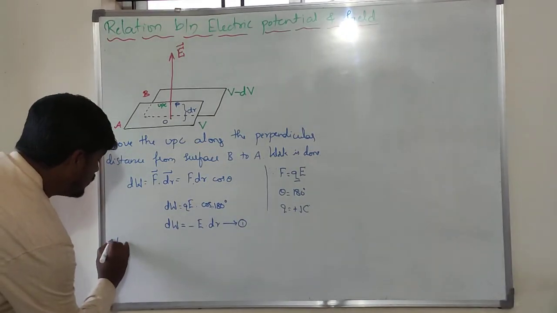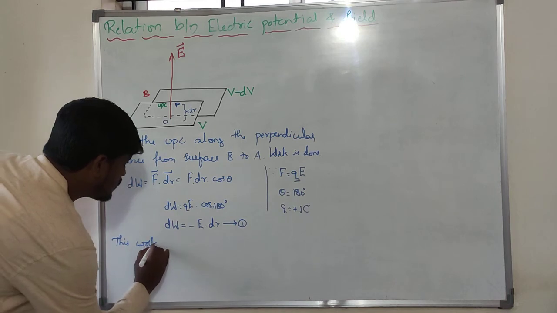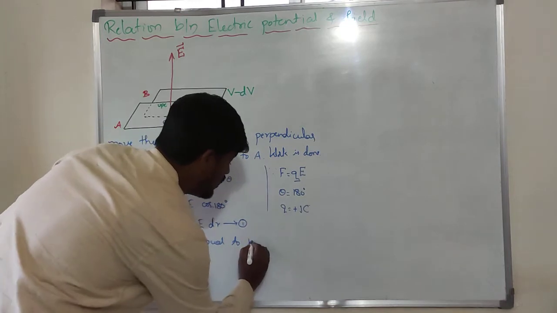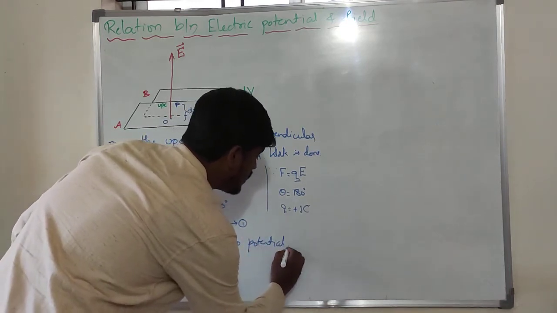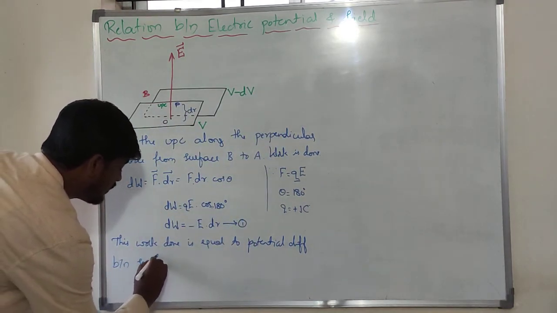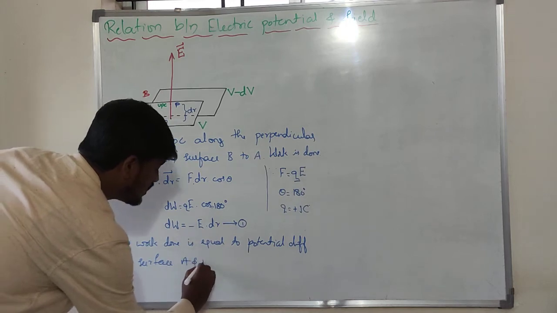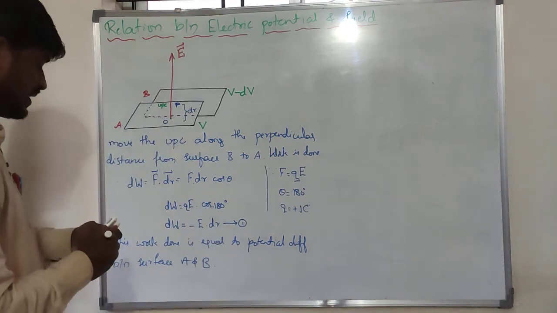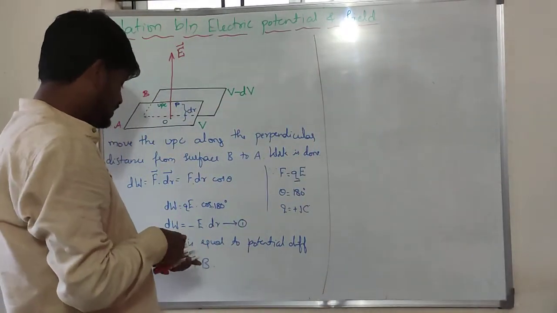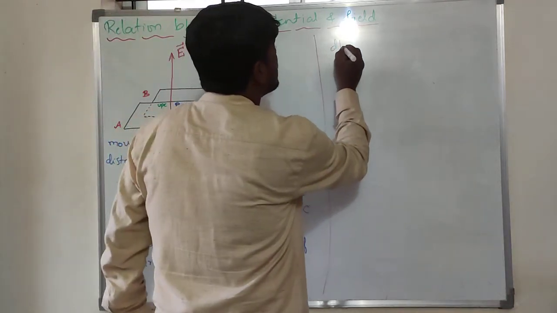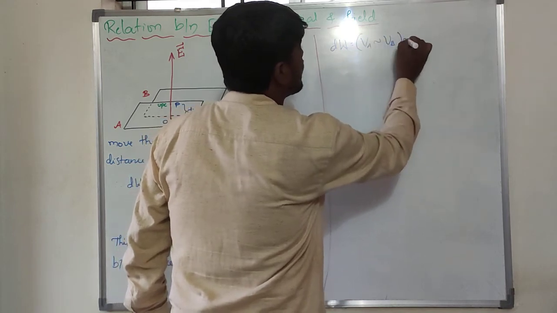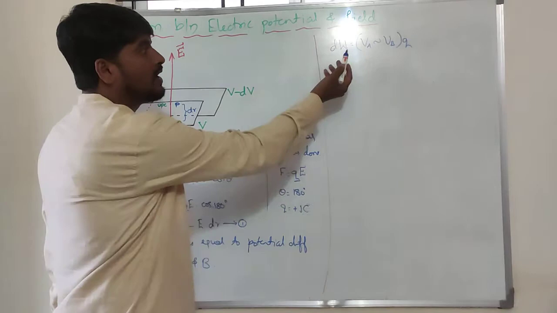This work done is equal to potential difference between surface A and B. How to express this? Look at this. So dW is equal to VA difference VB into Q. You may be surprised with this equation, from where this equation came.